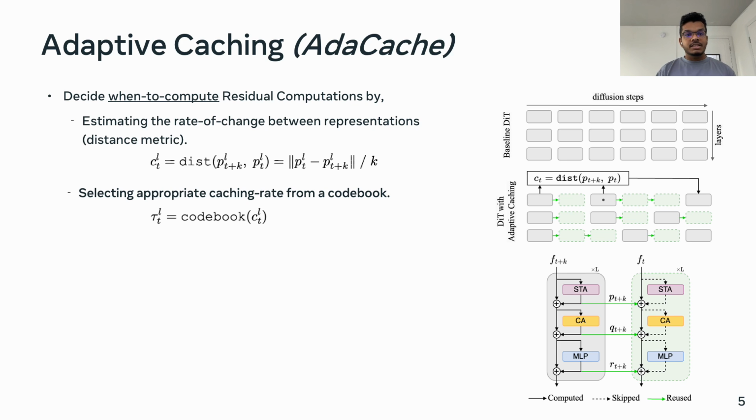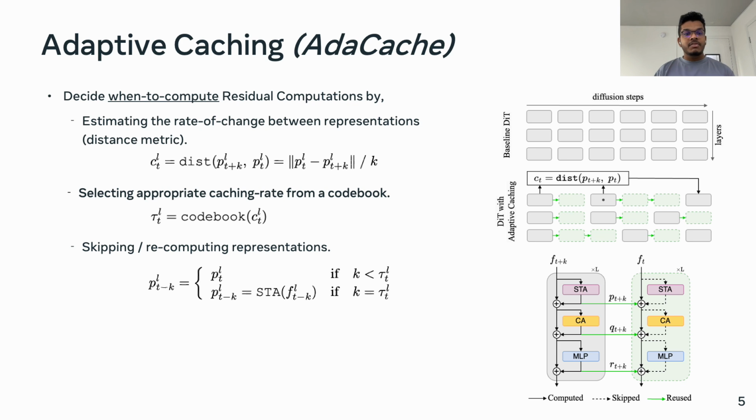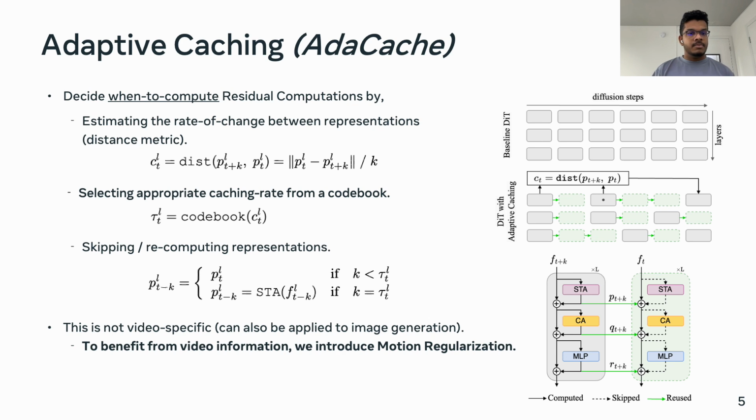Once we have this distance metric, we can select an appropriate caching rate from a predefined codebook. This codebook can be tuned with a small set of calibration videos. Once we have this caching rate, up until we meet that point, we decide to reuse the previously computed representations. Up until this point, our contributions are not video specific. This can be applied even for image generation.